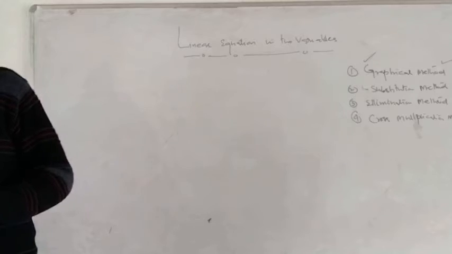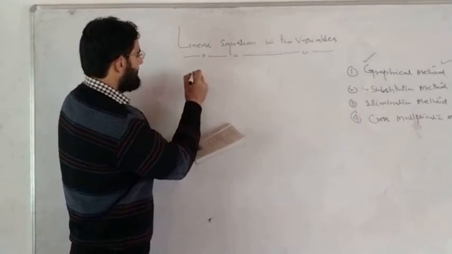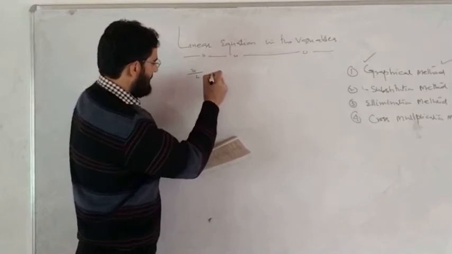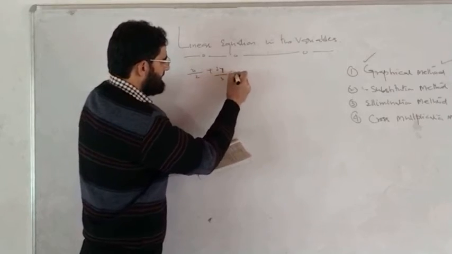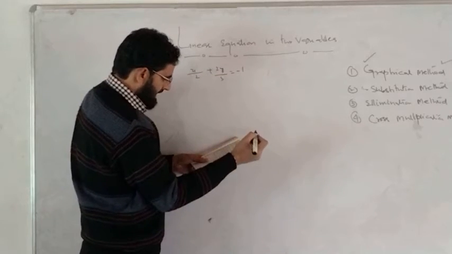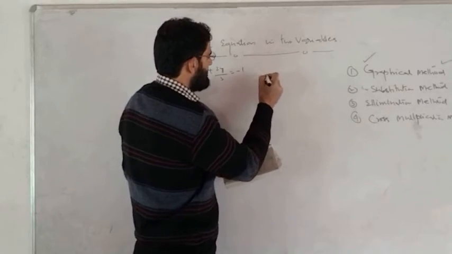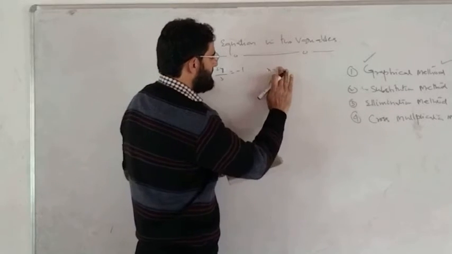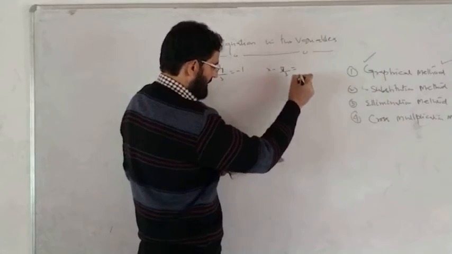Now one more question is like this: x divided by 2 plus 2y divided by 3 is equal to minus 1. Second equation is like this: x minus y divided by 3 is equal to 3.